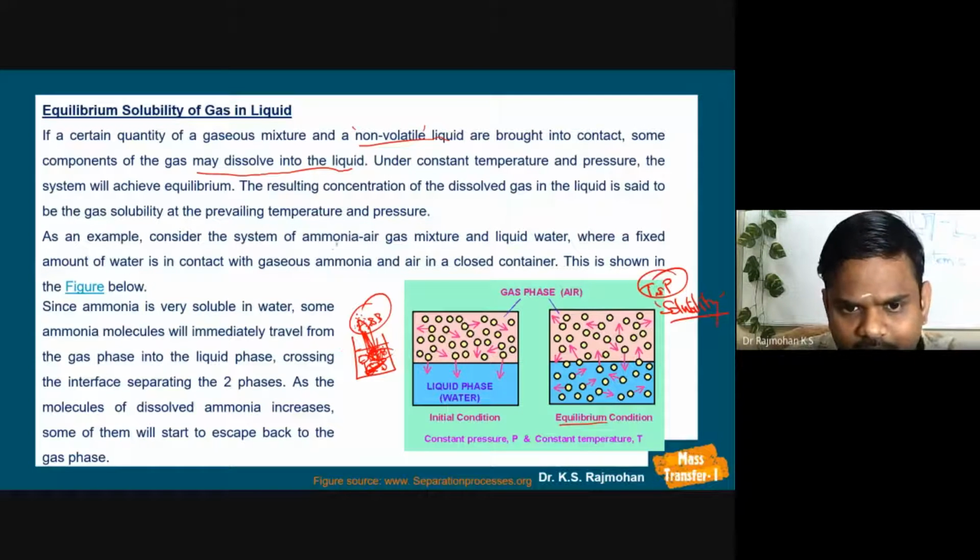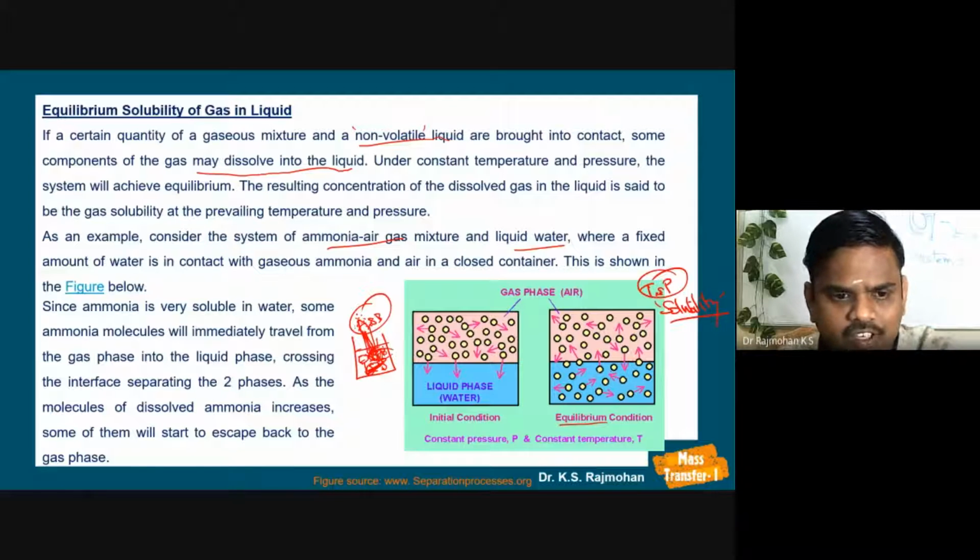If you consider a mixture of ammonia-air gas mixture and liquid water, a fixed amount of water, concentration is fixed. When you bring this in contact with gaseous ammonia and air in a closed container, as shown in this figure, what will happen? Ammonia is very soluble in water in comparison to air. So some ammonia molecules will immediately travel from the gas phase into the liquid phase, crossing the interface separating the two phases.